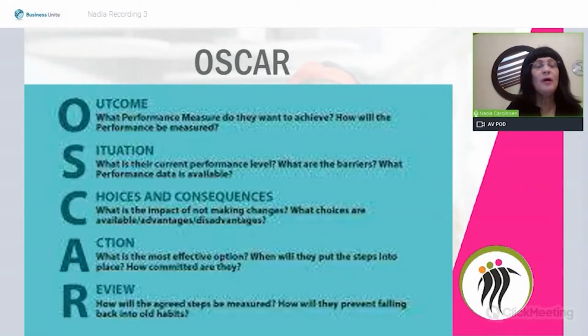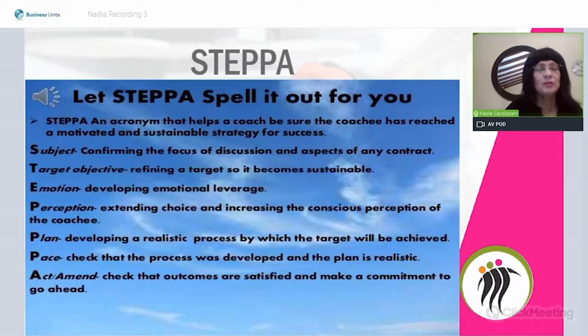The next one, Oscar: the outcome, the goals, situation, the choices, what are your options, then your action that you need to take, and lastly, also the review, that reflection, the measurement. Did you manage to achieve what you really set out to achieve?